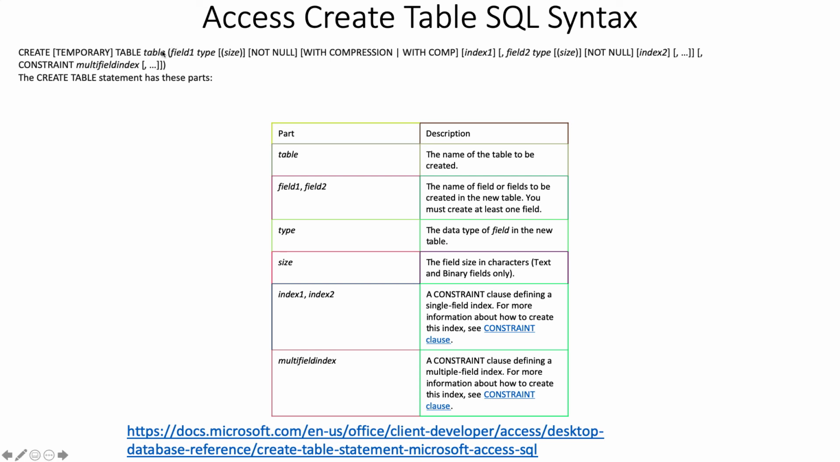We have a table name like we saw before. We have a field, which you've got to name, and you've got to give it a type. You can do a size, but you don't have to, and so forth. I'm not going to bother you with all of it, but again, the goal here is how do you read SQL syntax and sheets that tell you what the syntax is, because trust me, you do not want to learn all the syntax.